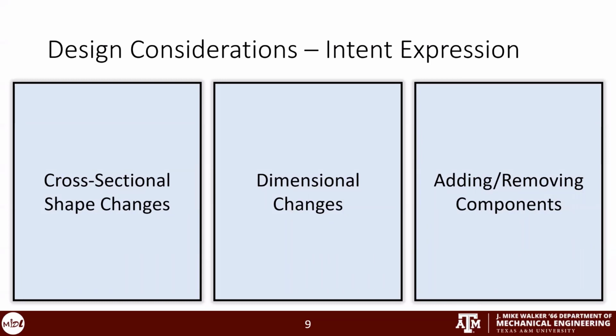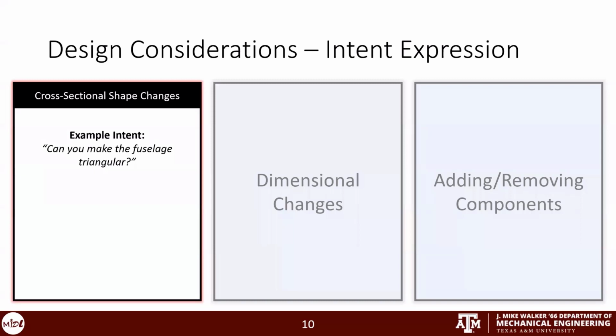Once the users familiarize themselves with the design context, the next action would be to verbally express their design intents. Therefore, our task was to convert the user's expressed intents into machine-understandable commands. For this, we classified the user's relevant commands into three main transformations, which were the cross-sectional shape changes, dimensional changes, and adding and removing components.